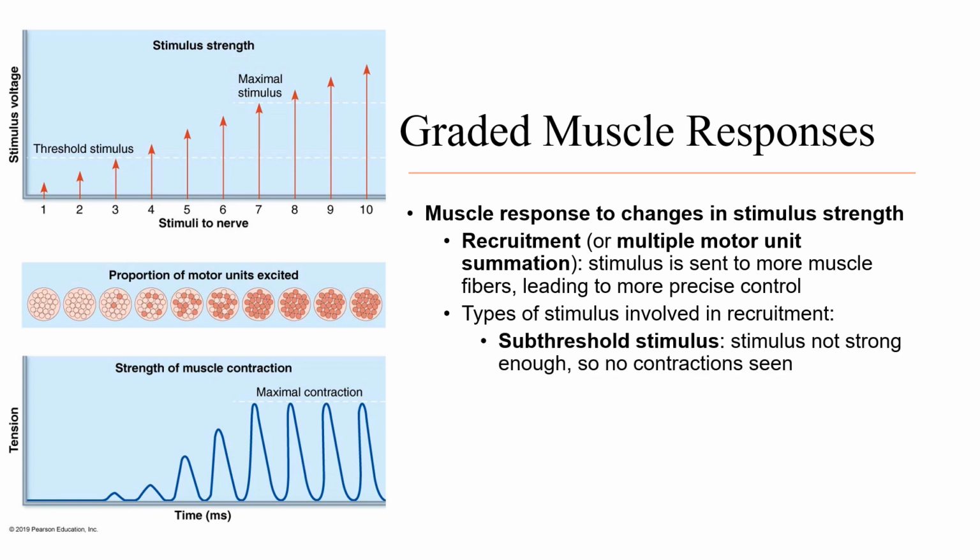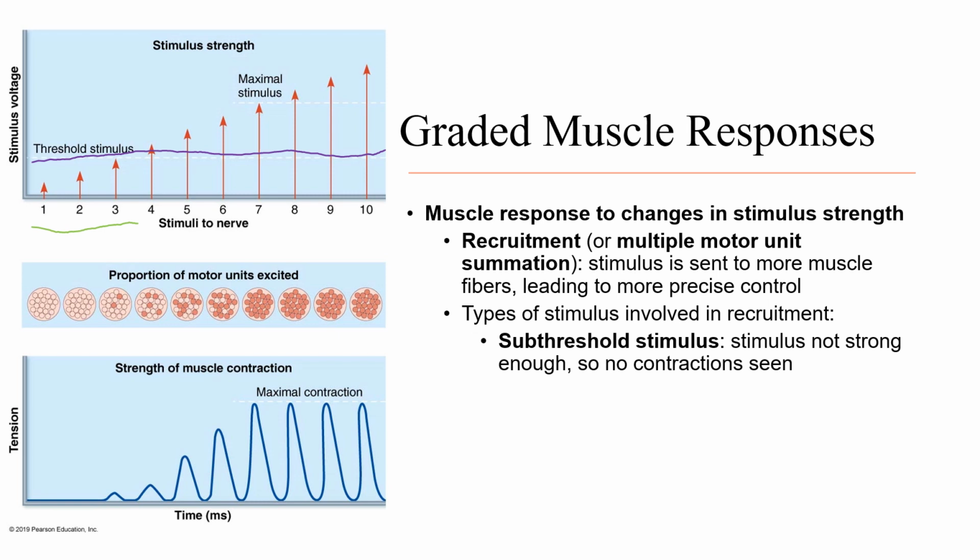There's going to be something called sub-threshold stimulus, which means that the stimulus is not strong enough, so no contractions are actually seen. And I'm going to now try to draw, this is the threshold line. Sorry, that's not perfect, but you have to have the voltage stimulus be higher than that threshold line in order for there to be an actual contraction. And so if you look at these first 2 or 3 stimuli to the nerves, they're sub-threshold, and so they won't actually cause any contraction.